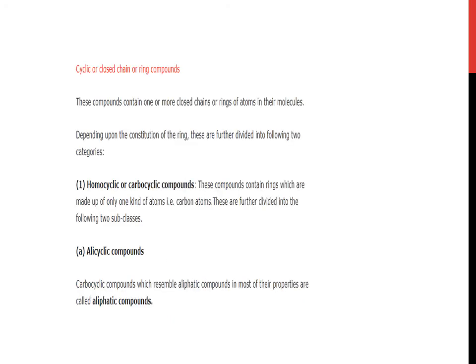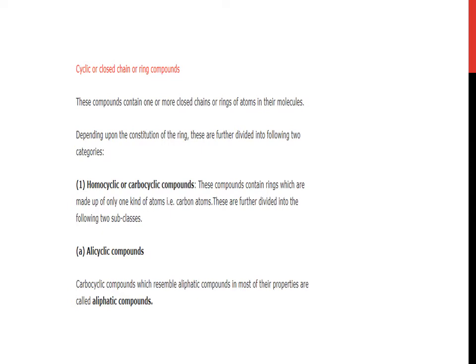Cyclic or closed chain or ring compounds. These compounds contain one or more closed chains or rings of atoms in their molecules. Depending upon the constitution of the ring, these are further divided into the following two categories. Number 1, homocyclic or carbocyclic compounds; number 2, heterocyclic compounds. Starting from number 1, these compounds contain rings made up of only one kind of atom, that is, carbon atoms. These are further divided into the following two subclasses.